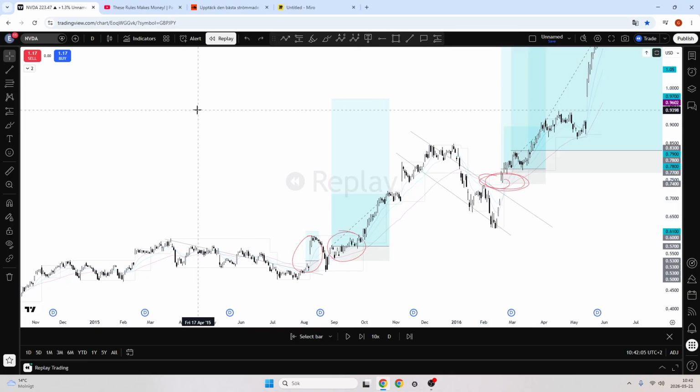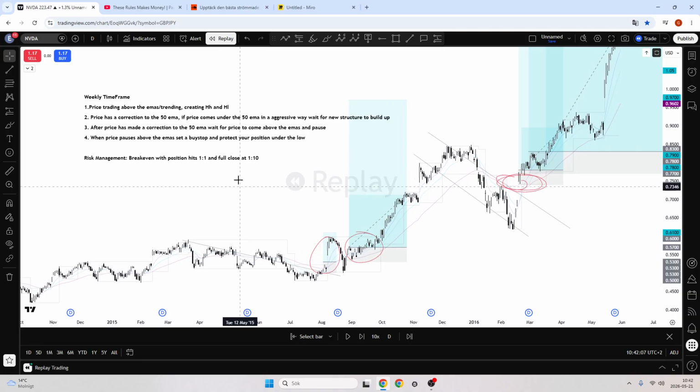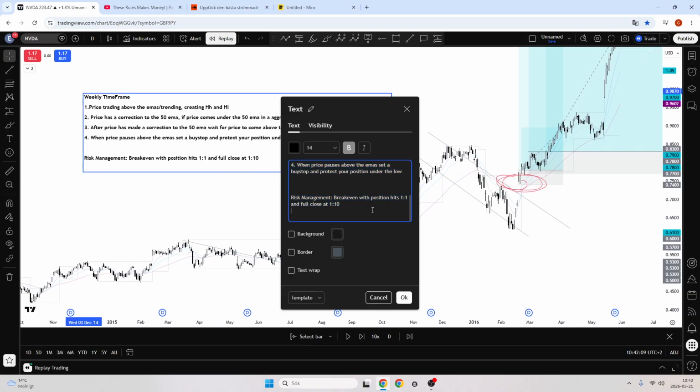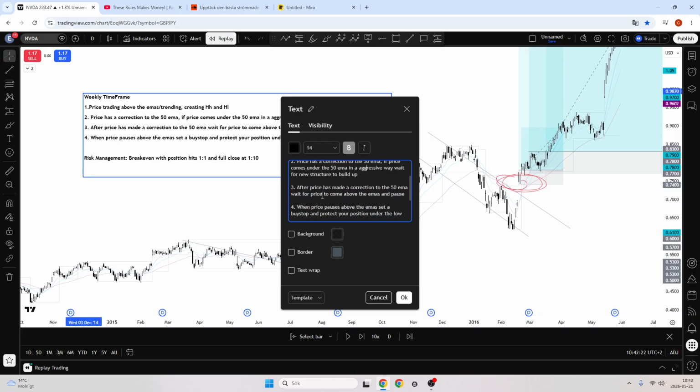All right. So let's do this. So let's write these rules down. So price has correction to the 50. If price comes under the 50 in a aggressive way, wait for a new structure to build up. This is the same. After price has made a correction to the 50 MA, wait for price to come above the 50 MA and pause.